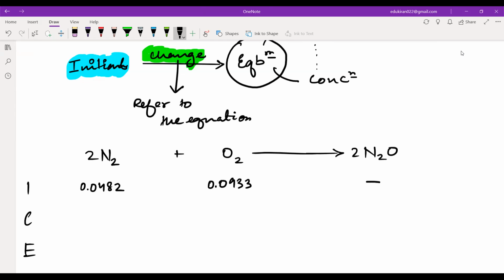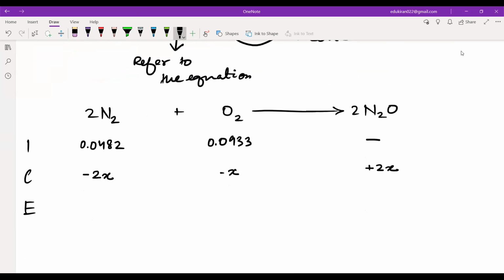Now according to the reaction, I can write minus 2x. आपको ये आ रहा है कि नहीं आ रहा, ये बताइए आप. Yes, sir. I got it. What will I write here? I will write minus x here, and I will write plus 2x. Yes or no? Yes, sir. Any problem? No, sir. No problem. Okay. Now what will I write here? 0. Now the initial, then there is a change, then at the equilibrium you will have 0.0482 minus 2x, and here you will have 0.0933 minus x, and here 2x.